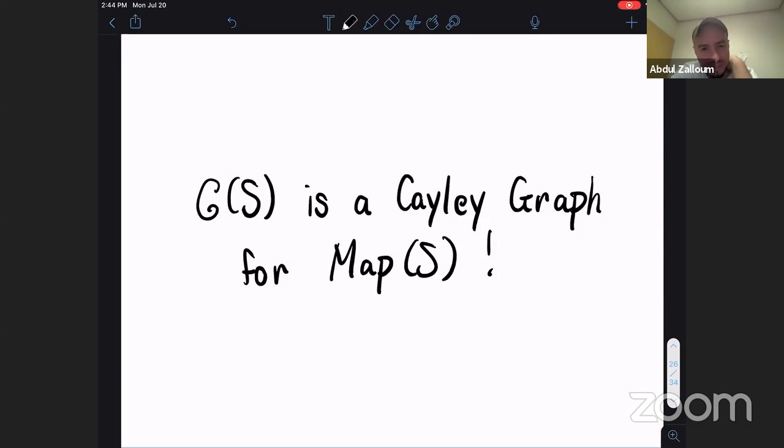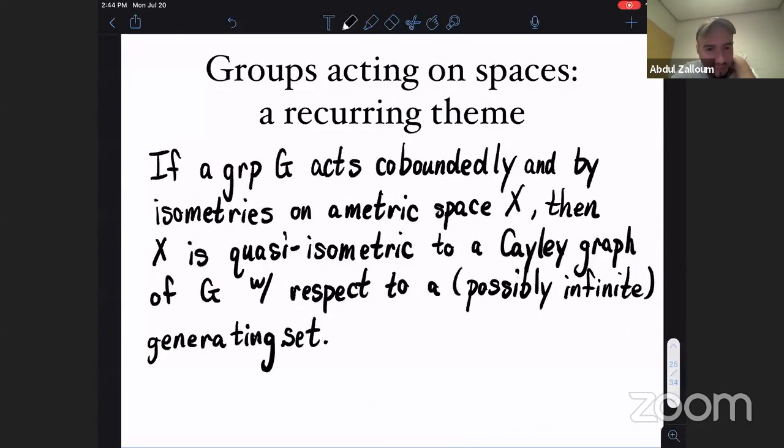I don't think I understand the comment. So the curve graph is a Cayley graph for the mapping class group. Oh wait, this can't be true. Yeah, it's not true, because the curve graph is not quasi-isometric to the mapping class group. Okay, so forget this. So this is a true statement about this.